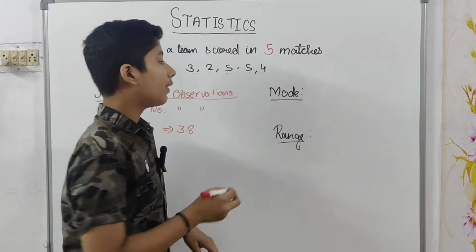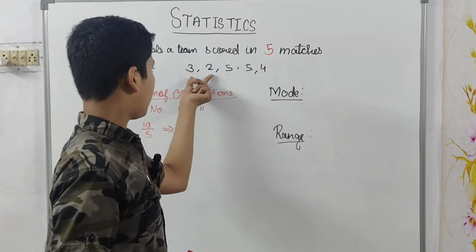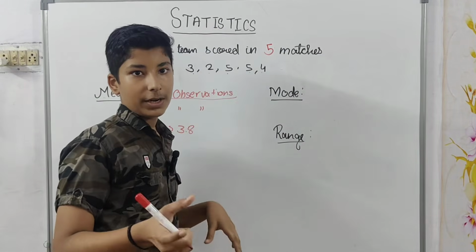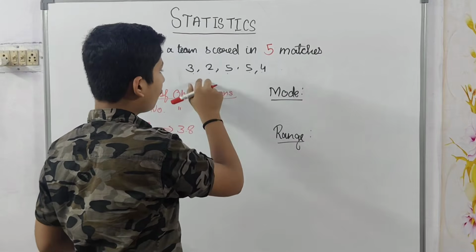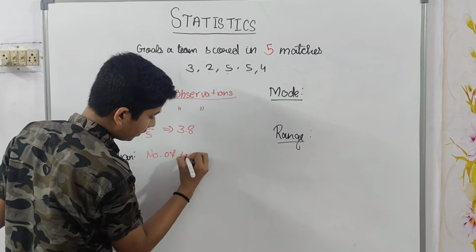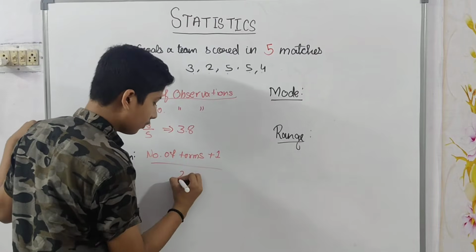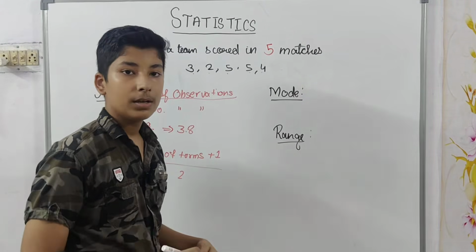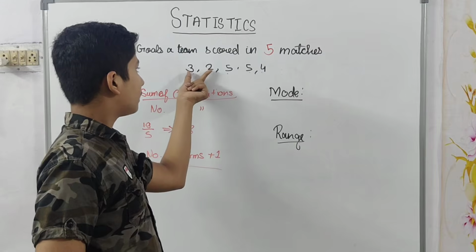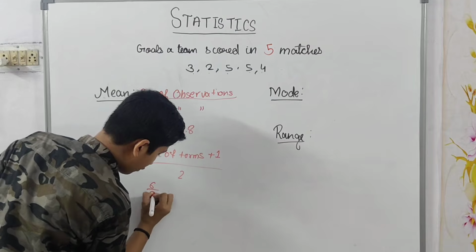To find the median, we have to see the terms, and there are 1, 2, 3, 4, 5 terms. So what we'll do to find the median is the number of terms plus 1 divided by 2. Number of terms plus 1 divided by 2. If we do this, we get 5 terms, 5 plus 1, 6 by 2.